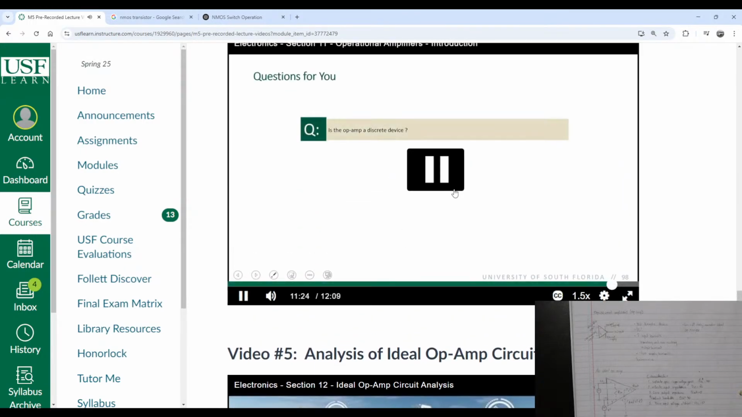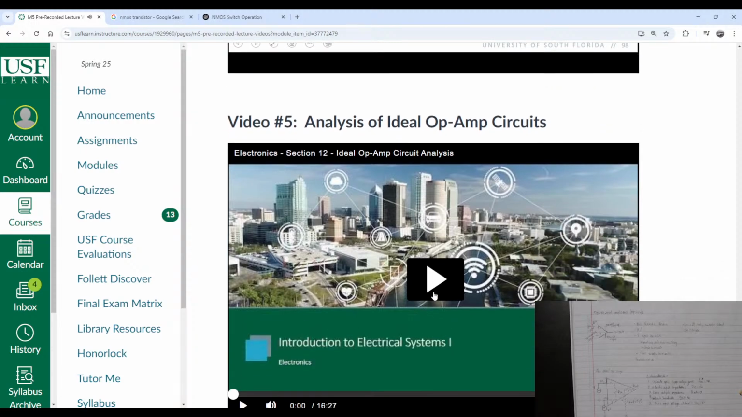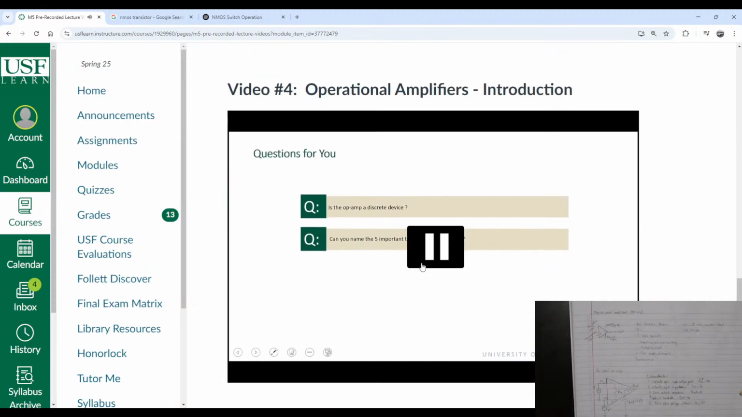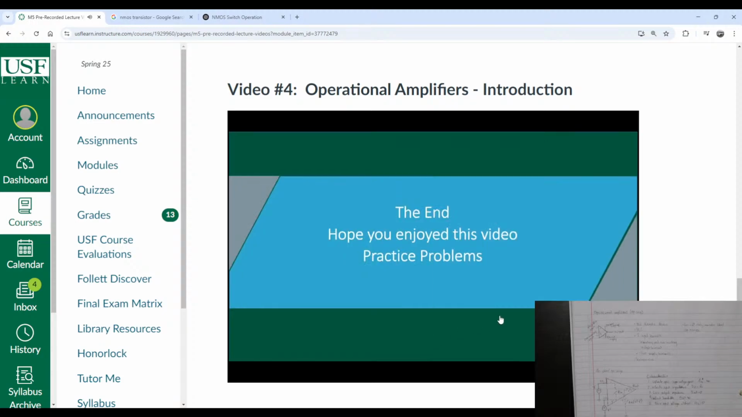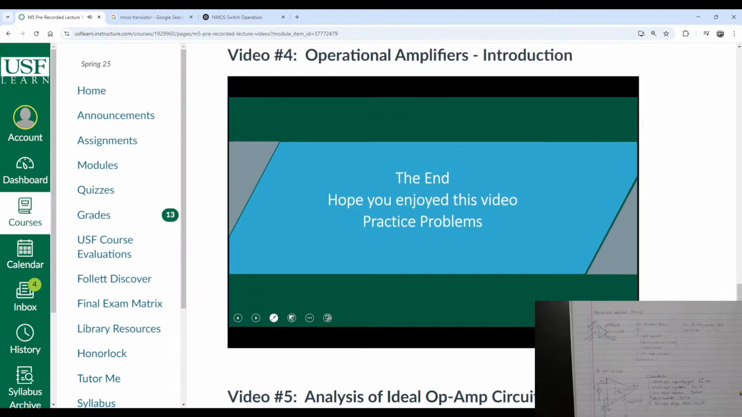Hey, last video. Questions for you. Is the op-amp a discrete device? Can you name the 5 important terminals of an operational amplifier? And last, what are the 3 important characteristics of the ideal op-amp? Now I narrowed this to 3. I gave you 5. I will let you decide as we go through what the key characteristics are for our course this semester. They're all important, but I want you to focus on 3. And with that, we've come to the end of this video. I hope you enjoyed.